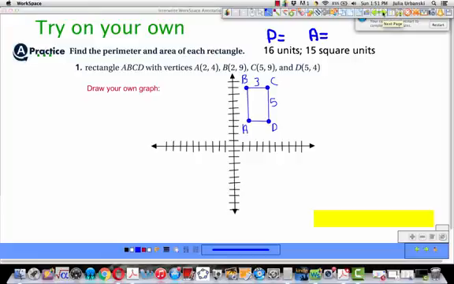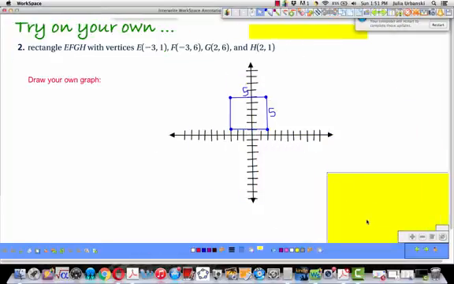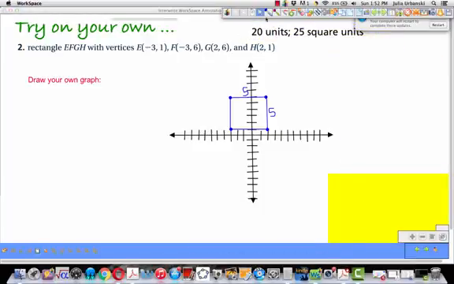For number 2, the correct answer was, here's the drawing. You should have tried to make a graph on your own and draw them. And this time you notice that the 5 and the 5 are equal. So the perimeter should have been 20 because it's 5 and 5 and 5 and 5. The area should have been 25 units squared because it's 5 times 5.